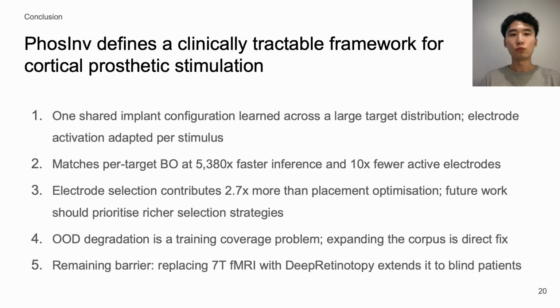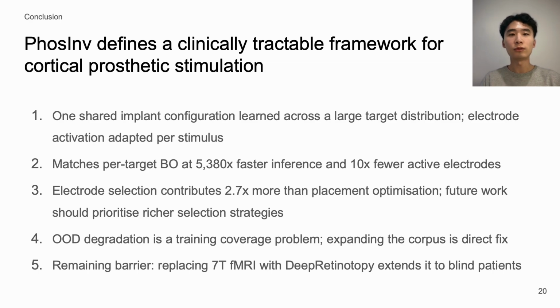To summarize, we reformulated prosthesis optimization as a generalization problem. Instead of solving for the best implant per target, we learned one shared configuration across a large target distribution, and we adapt only the electrode activation per stimulus. The generalized model matched per-target Bayesian optimization while running thousands of times faster and using 10 times fewer electrodes. Our analysis showed that learned electrode selection is the dominant lever, so future work should prioritize richer selection strategies.